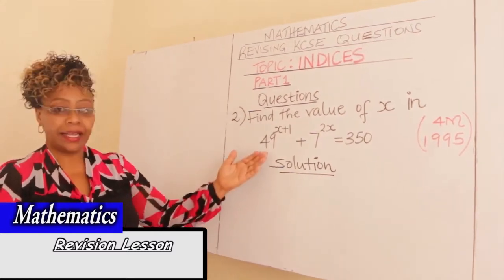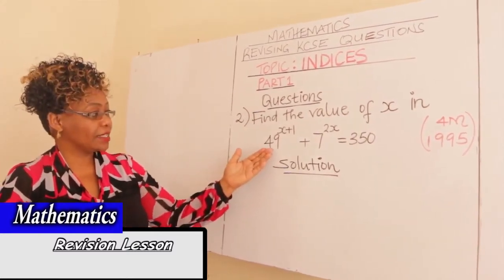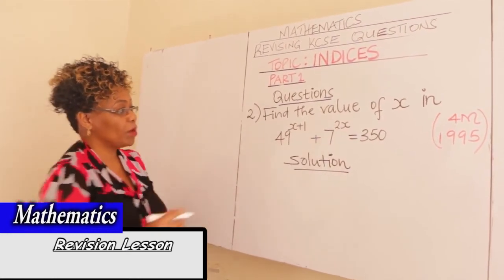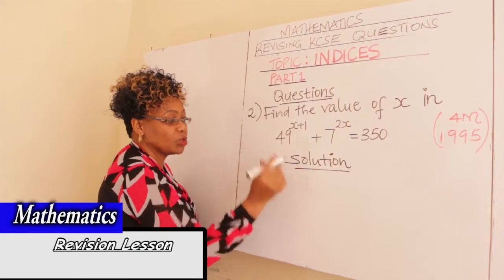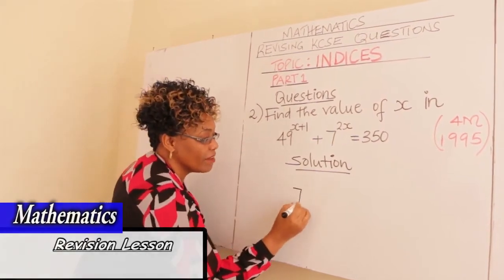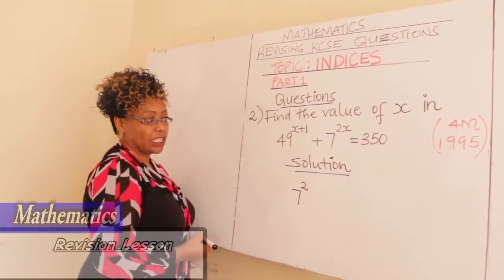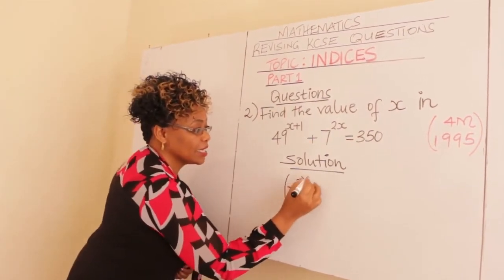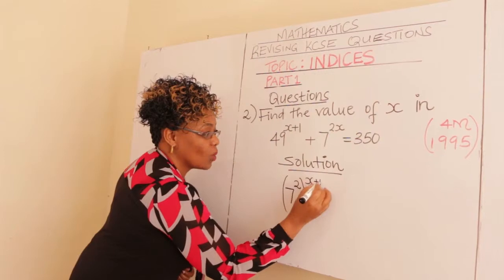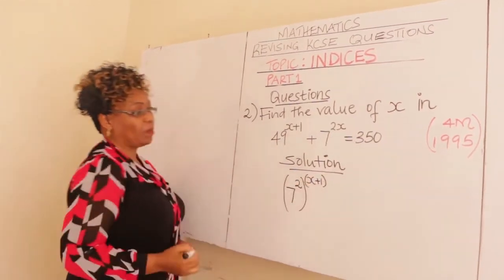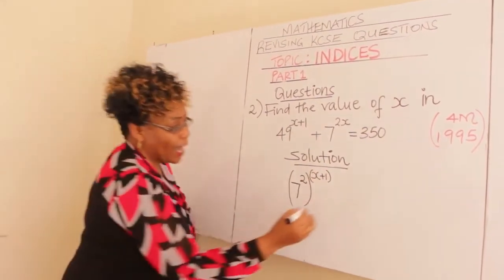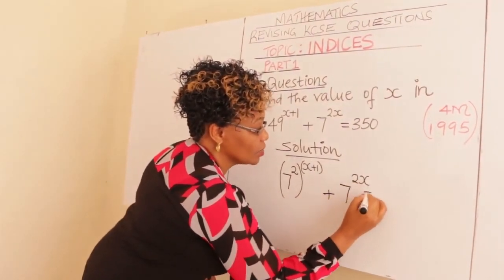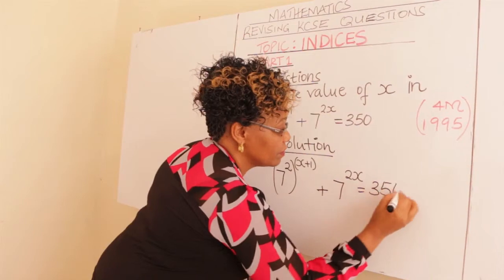So, learner, you come direct and get a common base for these two. And the common base would be 7. So this one would be what? 7 squared is your 49. And then this 7 squared is raised to x plus 1. It is raised to that power. Plus 7 raised to 2x is equals to 350.